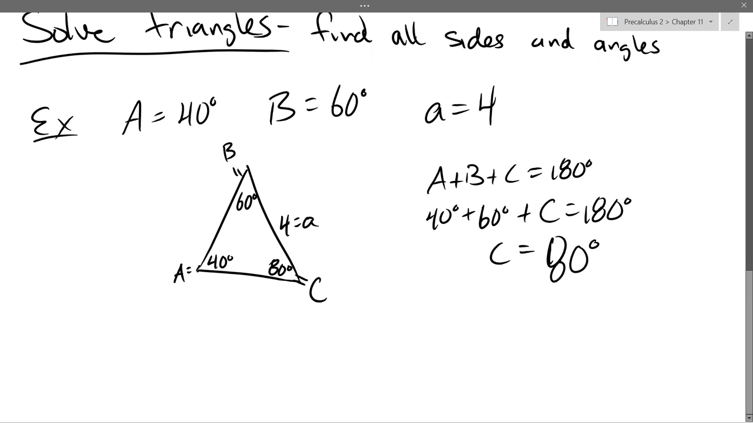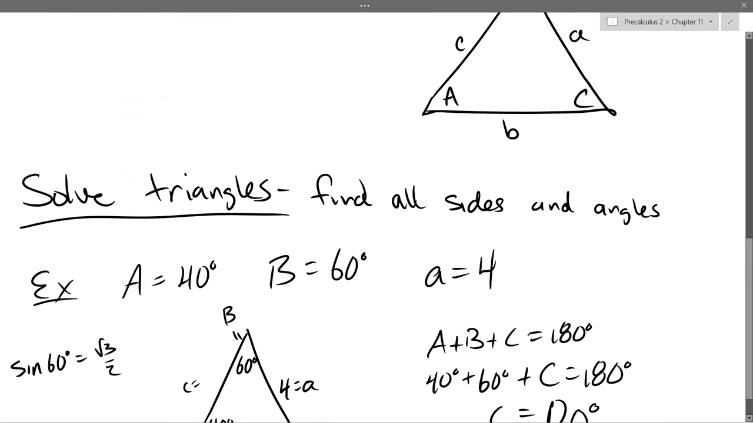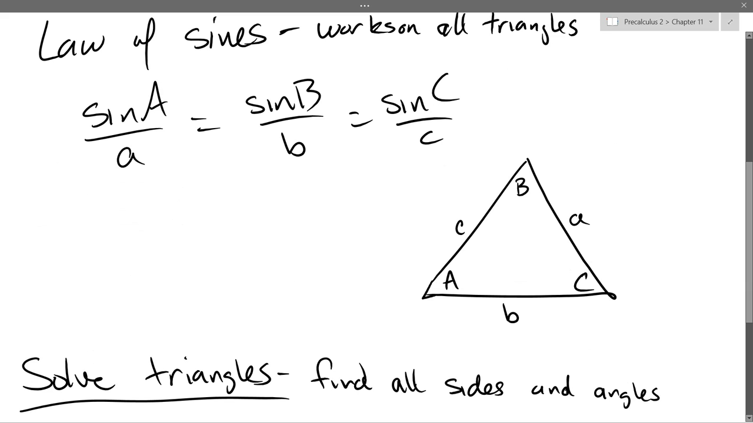So let's just write sine 60. That's easy. All right, sine 60, square root 3 over 2. So we need side B, and we need side C. So how can I use side B, angle B, and then side A, angle A? I'm going to use law of sines now. So we got sine A over A equals sine B over B. So we're going to use the first two here.